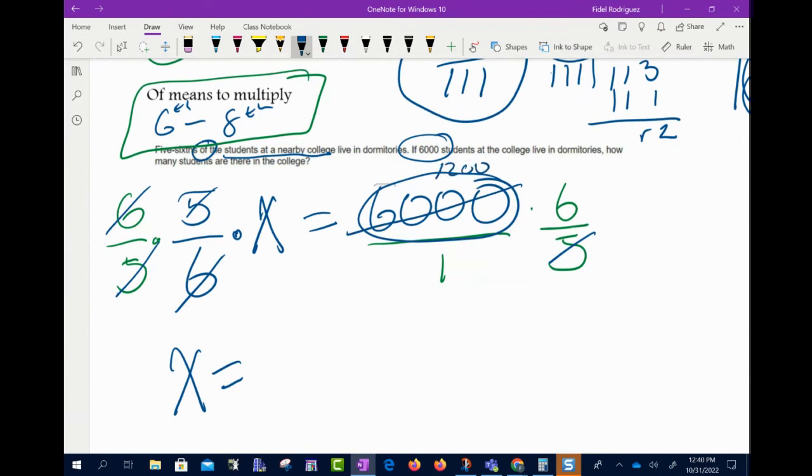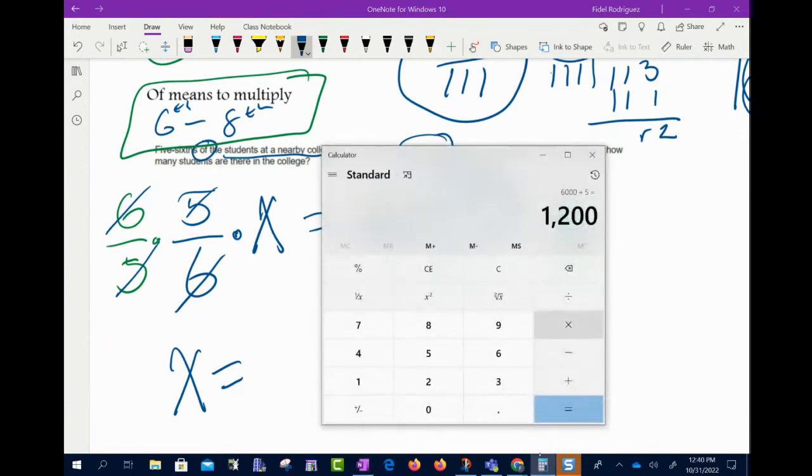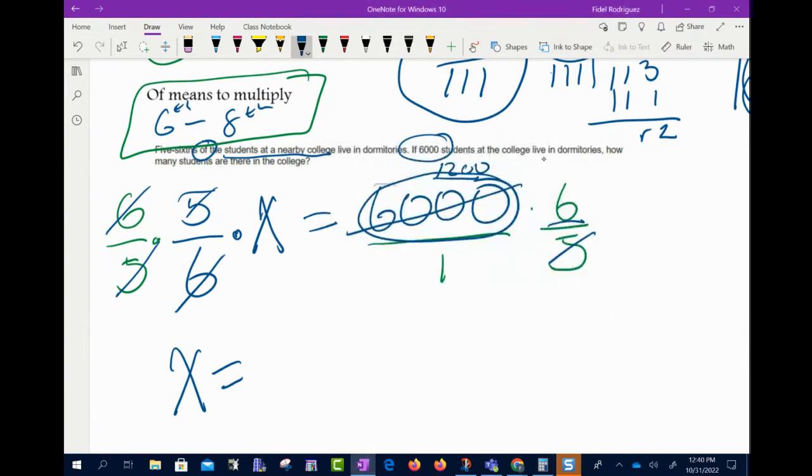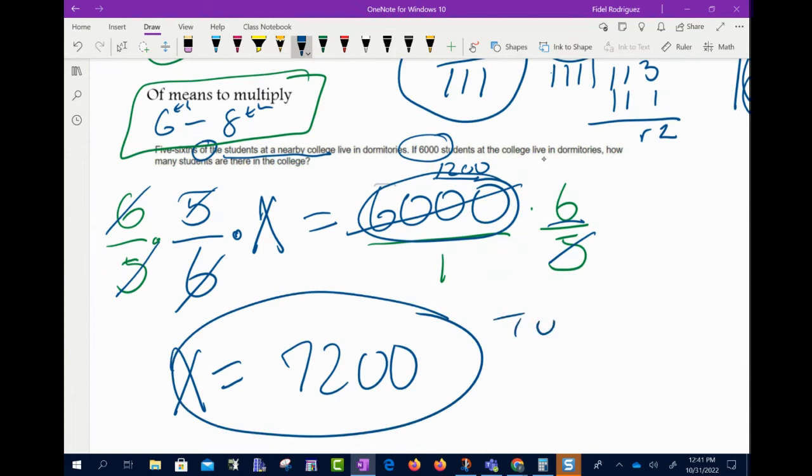Now we're going to multiply straight across. 1,200 times 6 is going to give me 7,200. And this is telling me the total number of students. So out of the 7,200 students that go to this college, 6,000 of them live in the dorms.